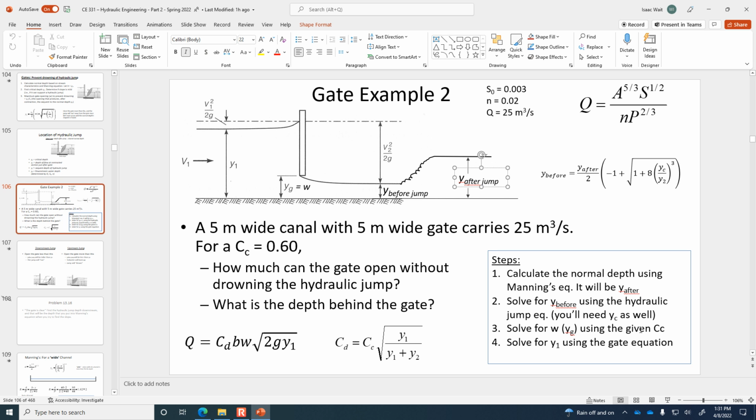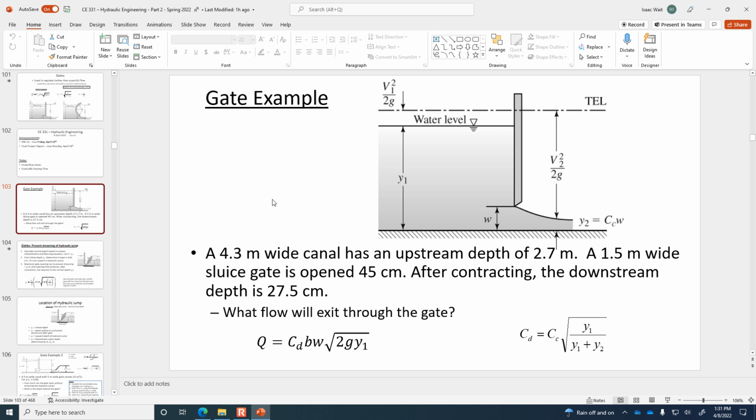So the coefficient of contraction is the depth after the water flows out from under the gate and finishes contracting. So here it's y before the gate, before the jump, divided by w. So in this problem, the coefficient of contraction is y before jump divided by w.